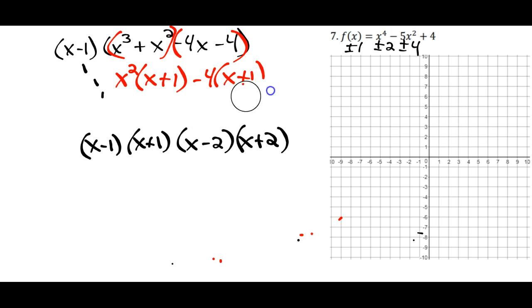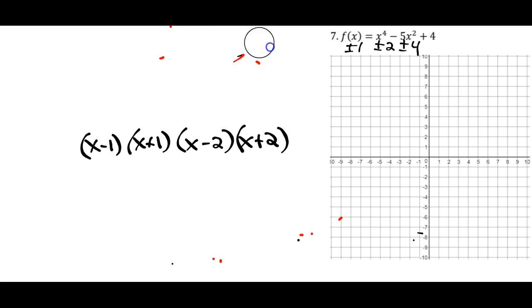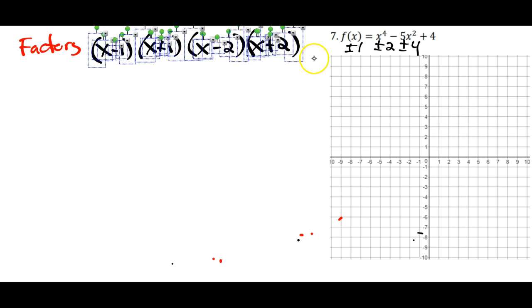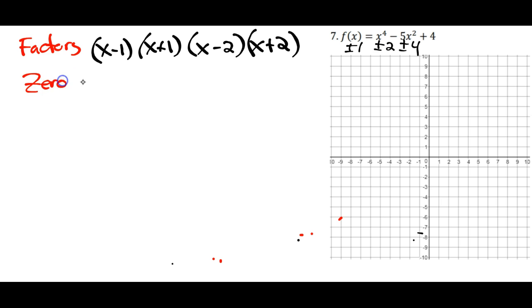Now that I know my factors, I can find my zeros. So, setting each factor to 0 and solving for x will give me my zeros. So I have x equals 1, x equals negative 1, x equals 2, x equals negative 2.